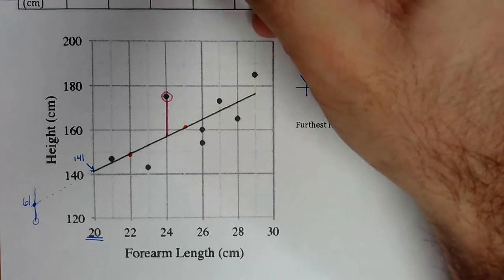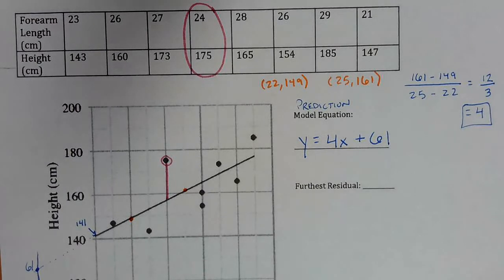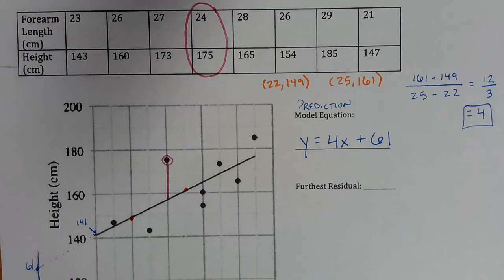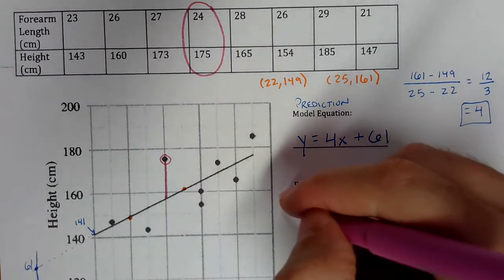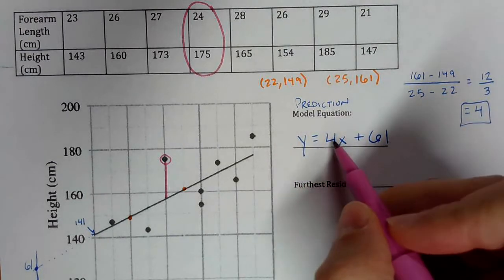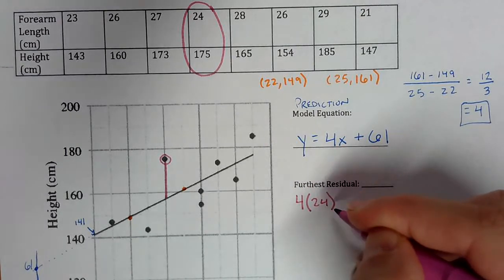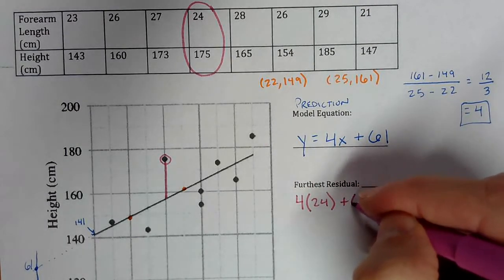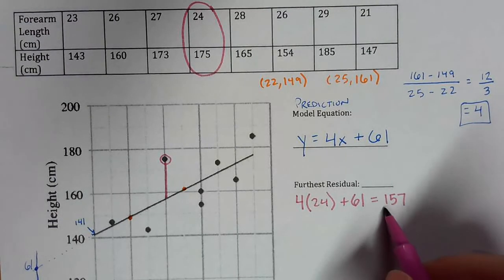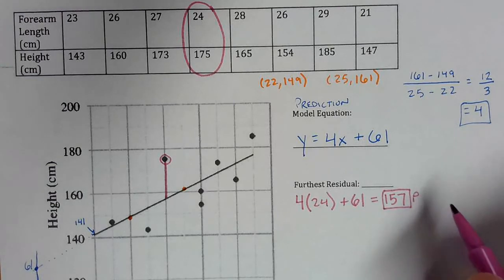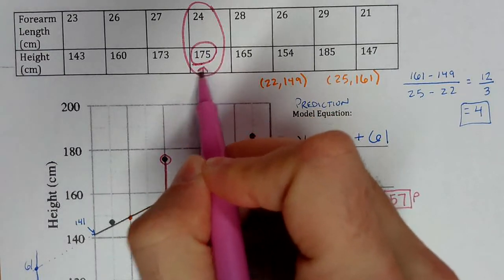I'm looking right here in my data table, and you can't see that, so I'll slide it down. I'm looking right here at 24. What I need to do to calculate the residual is I have to know that prediction point. In our last lesson, we talked about taking my prediction equation, 4 times my x value, which is 24, plus 61, which gives me 157. Again, that's my predicted value. My actual value is 175.